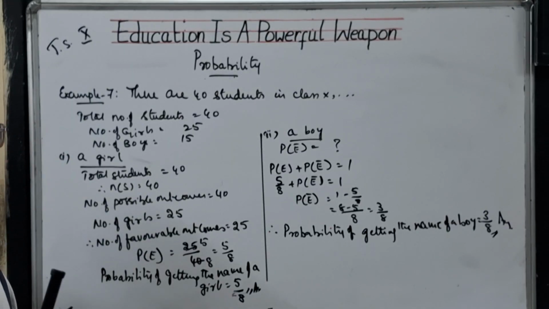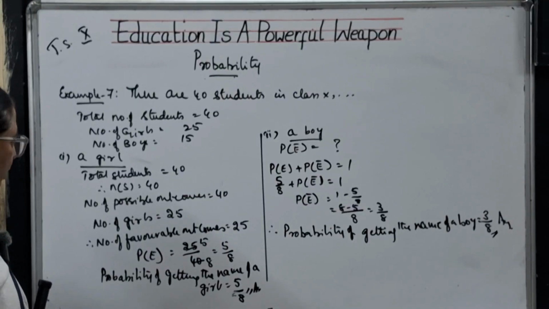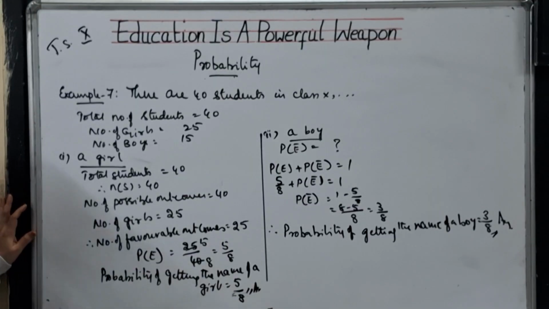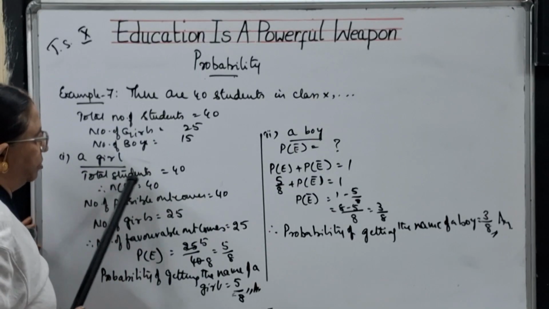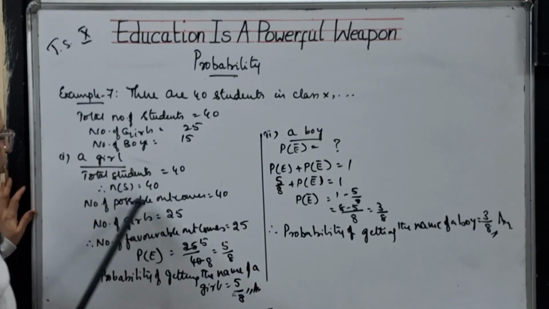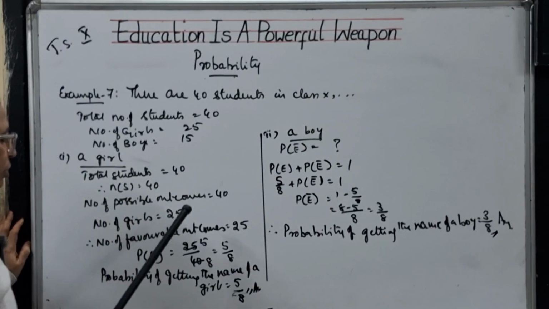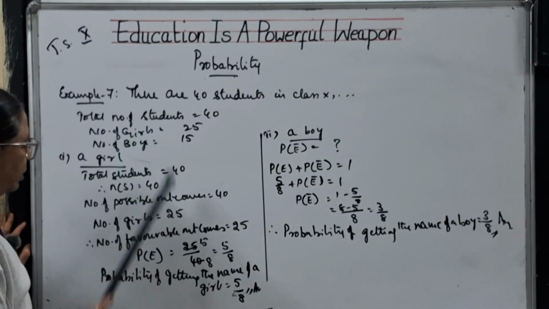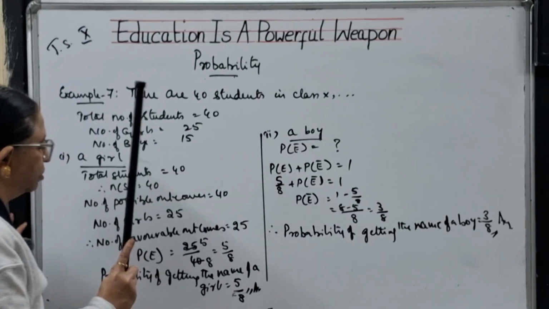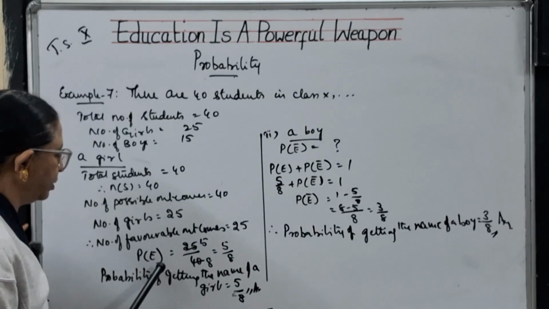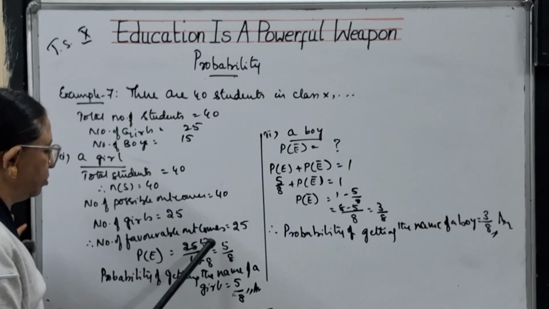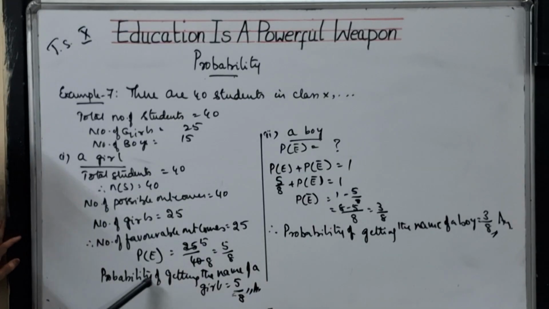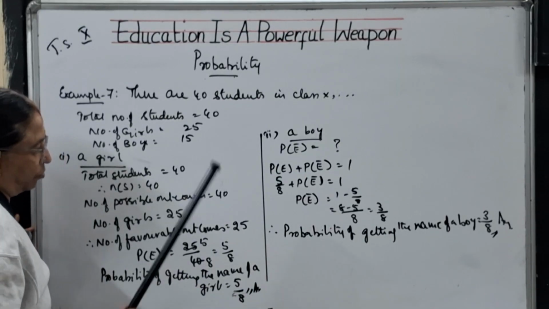So let us see once again. There are 40 students in a class. Out of 40 students, 25 are girls and 15 are boys. What is the probability of getting a girl? So total number of students are 40, means n of s is 40. This is possible outcomes number. Number of possible outcomes are 40. Number of girls are 25. So favorable outcomes is 25. So what is probability of event? Number of favorable outcomes by number of possible outcomes, 25 by 40, that is 5 by 8. So probability of getting the name of a girl is 5 by 8.